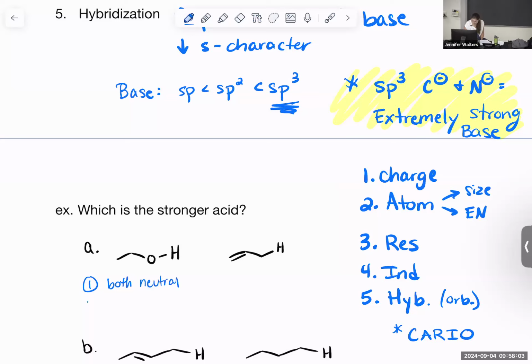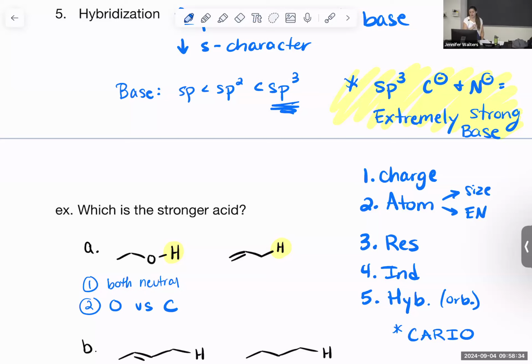That doesn't help me. So then I go on to 2. 2 is my atom. Is there a difference in the atom that the hydrogen is connected to? Yes. I have oxygen versus carbon, right? So when I compare oxygen versus carbon, now I found a difference. Cool, I stop. I'm going to now say, are carbon and oxygen in the same row or the same column, or the same period or the same group? The same period, the same row, right? Carbon and oxygen, they're in the same row, row 2.